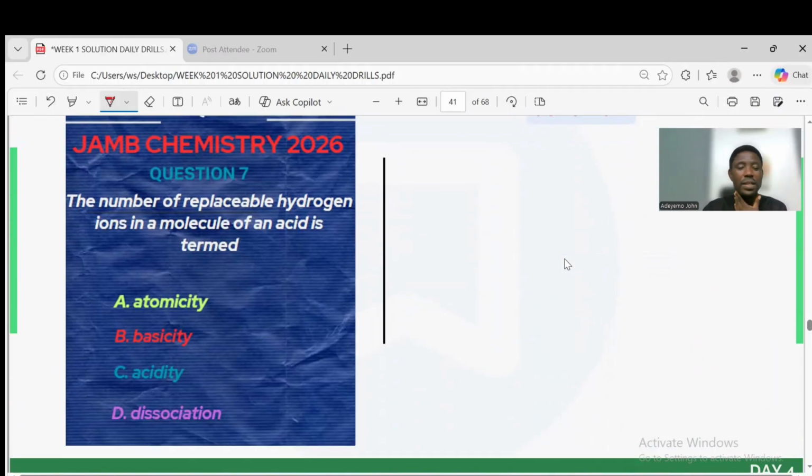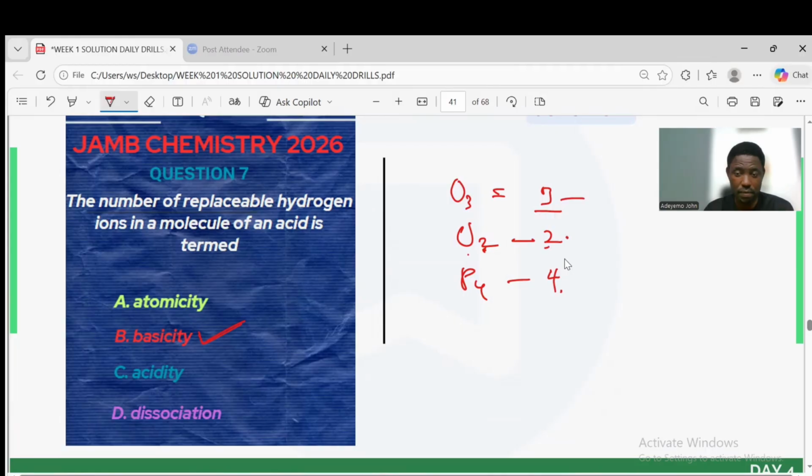Question 7. The number of replaceable hydrogen ions in a molecule of an acid is termed basicity. That is it. Atomicity is the number of atoms present in an element. For example, ozone, the number of atoms is 3, so atomicity is 3. Oxygen, the number of atoms is 2, so atomicity is 2. Phosphorus, the number of atoms is 4, so atomicity is 4. So that's what we call atomicity.